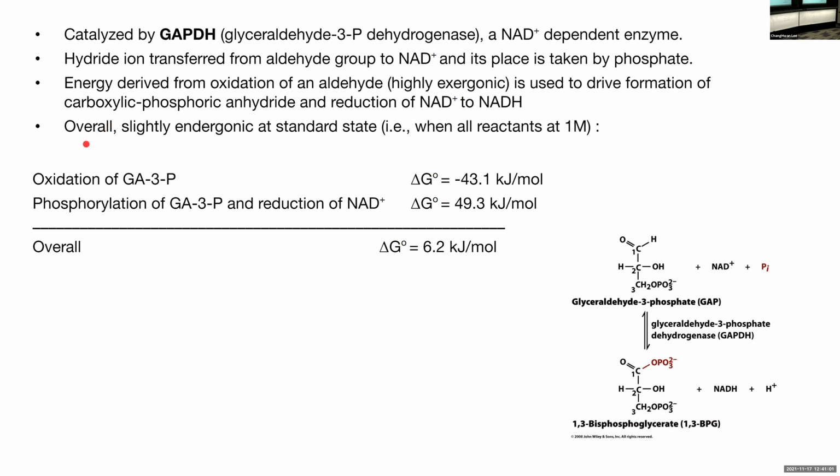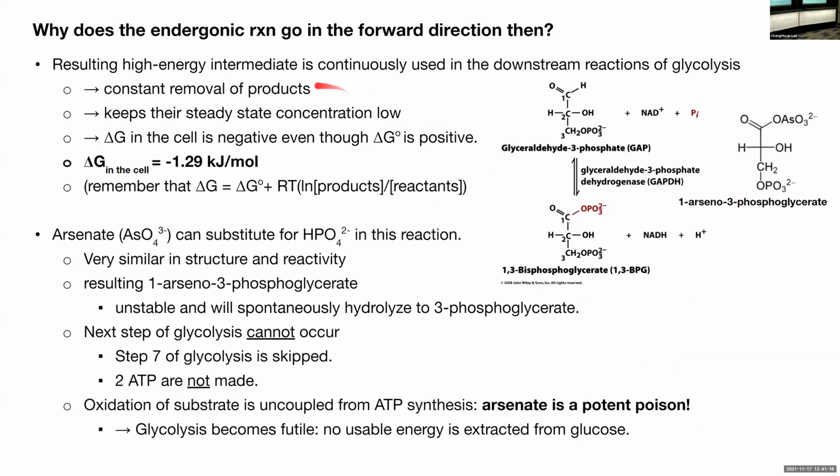And the overall reaction, when you look at it here, which is the sum of these two delta G naught values, is positive, meaning that it's actually slightly endergonic. So it's not going to happen spontaneously too well, but it still happens because it can be coupled with the other reactions. So why does this endergonic reaction, which is critical for the oxidation of GAP, still happen even if it's endergonic? Because first, let's look at this reaction.